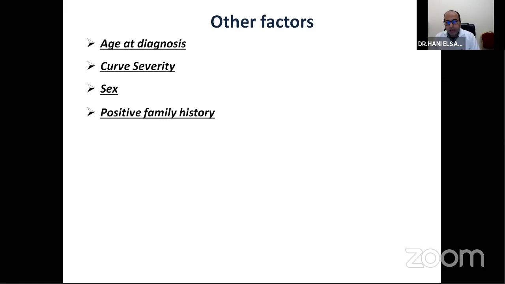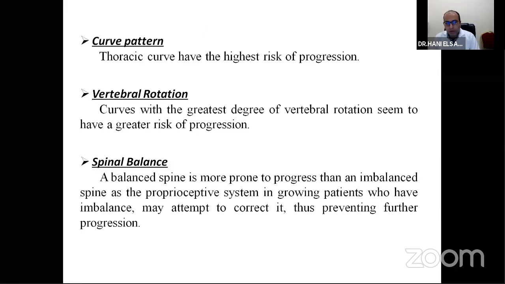Other factors: sex, of course. Girls are at more risk for progression than males, and so is a positive family history. Also, curve pattern: thoracic curves have the highest risk of progression. Also, vertebral rotation: curves with the greatest degree of vertebral rotation seem to have a greater risk of progression. Also, spinal balance. A balanced spine is more prone to progress than an imbalanced spine, as the proprioceptive system in growing patients who have imbalance may attempt to correct it, thus preventing further progression.